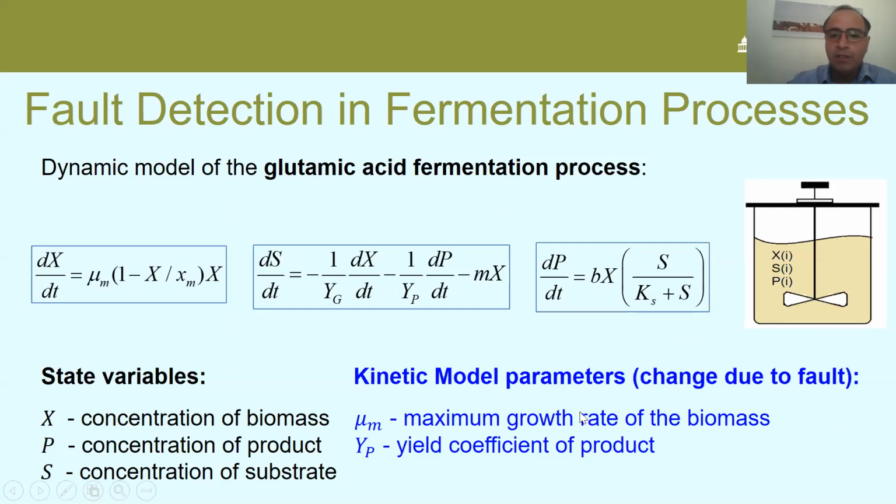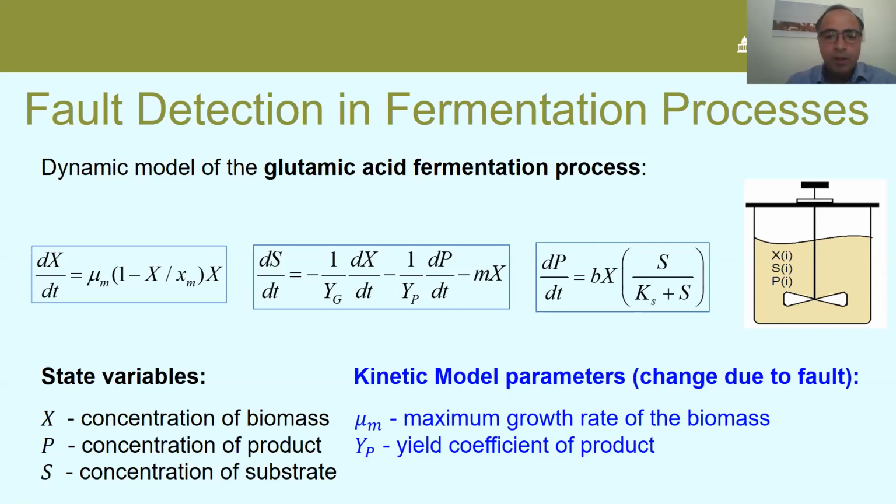So again, if you look at this from a systems point of view, what we would like to do is detect the fault as quickly as possible. So here what we did was we had a mathematical model which involved some measurements such as concentration of biomass, product, and substrate, and we proposed that we can detect any faults by calculating the model parameters, which in this case were mu p and mu m and Yp. So mu m stands for maximum growth rate of the biomass, and Yp for the yield coefficient of the product.